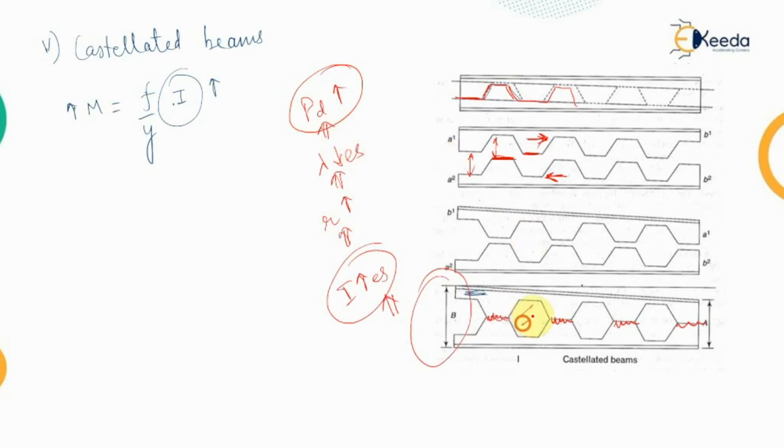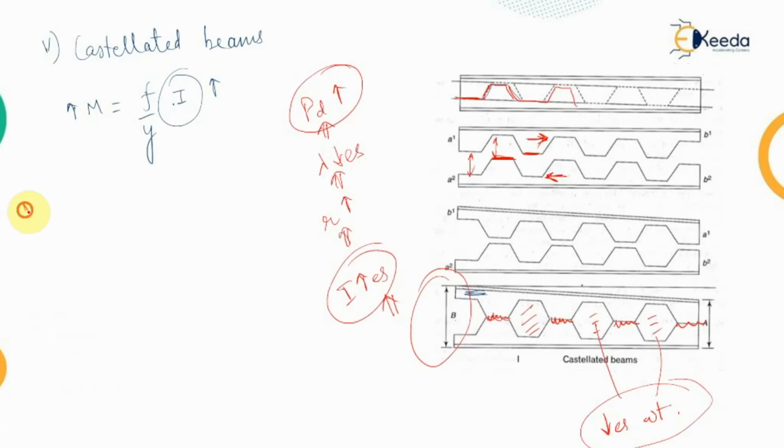And these hollow sections are the openings provided in the beams which reduce the weight for the given depth. That's why it is also economical to use castellated beams.